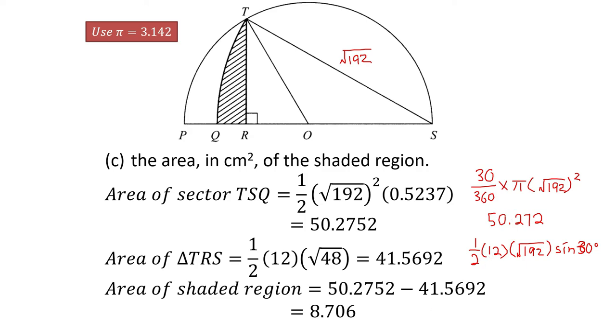5.706. If you get 50.272 as your area of sector, then you should be able to get the answer 8.703. Okay, so for this question, we should accept these two different answers. It depends on the method that we use. So 1 mark given for the area of sector, 1 mark given for the area of triangle, 1 mark when you find both and you minus, 1 mark for your final answer.